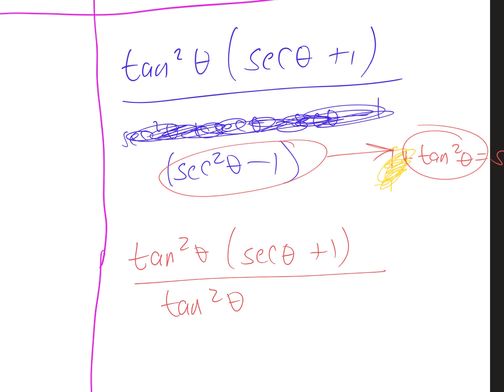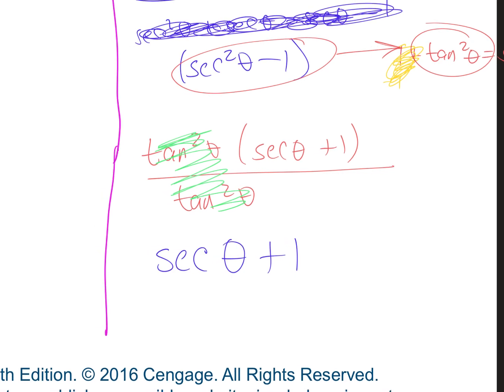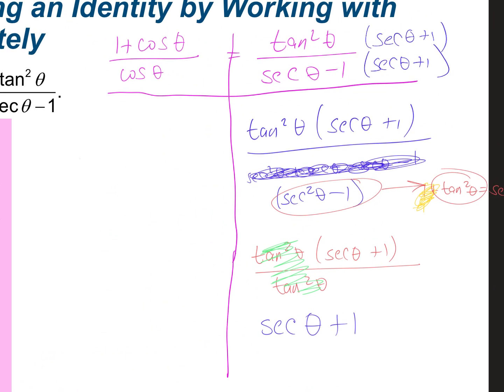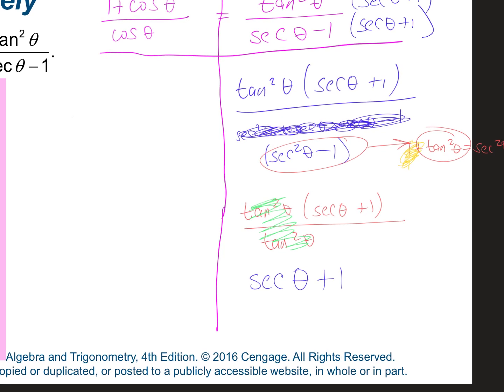Anybody notice anything? You can cross that thing. I can cross off my tangent squares. Perfect. All right, so now I'm left with secant theta plus 1. So you guys got all the way down here and you looked up and you're like, what? Why isn't it the same? Most of the time, it'll work out that once you do the harder side, it just is equivalent to the easier side. But that's not the case in this one.